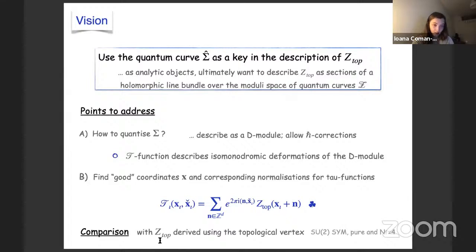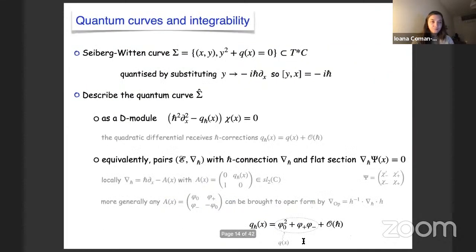Now, having said all of this, on the other side, we of course need to compare wherever possible with results for the topological string partition function derived by some well-established method. And here I have in mind the topological vertex. And indeed, this is how we have gathered supporting evidence for the picture I have presented on the last few slides by studying specific examples. So now I can start going through each of these points. Are there any questions, or is it okay to just turn to the quantum curves and the quantization?